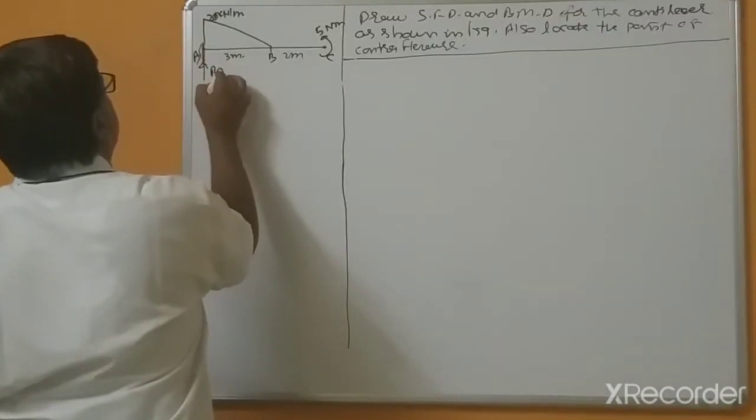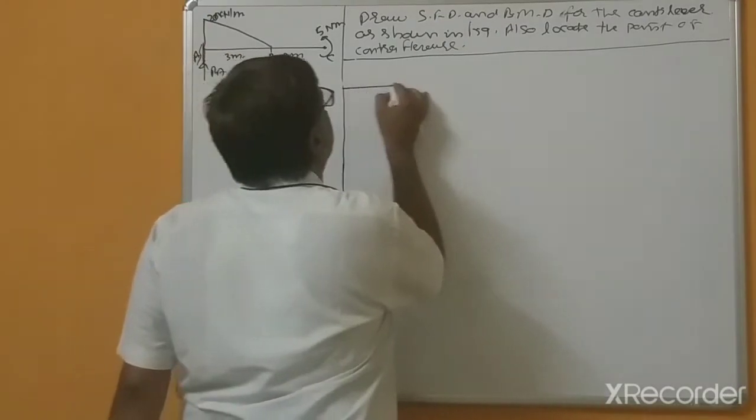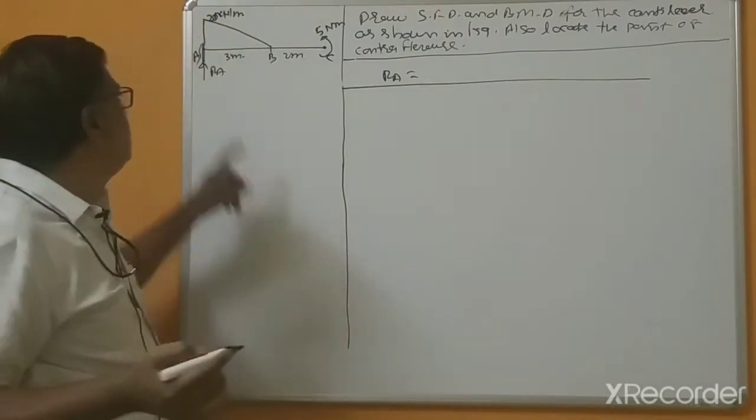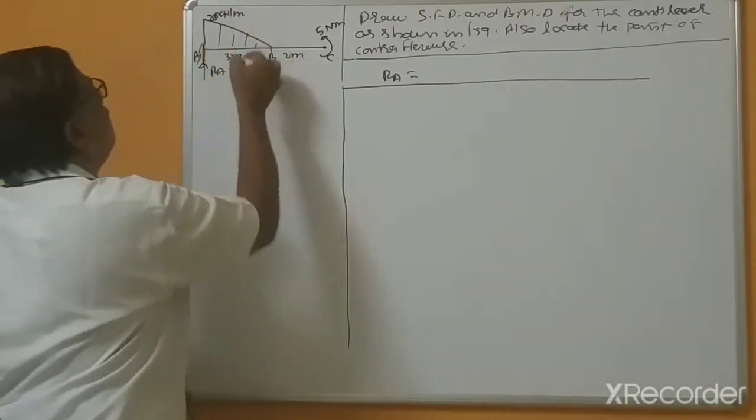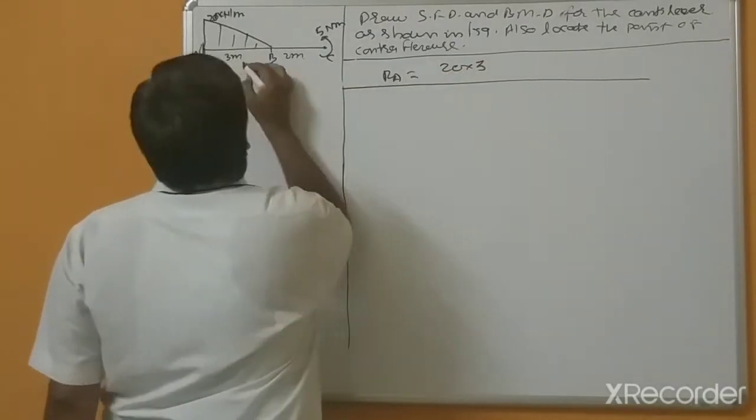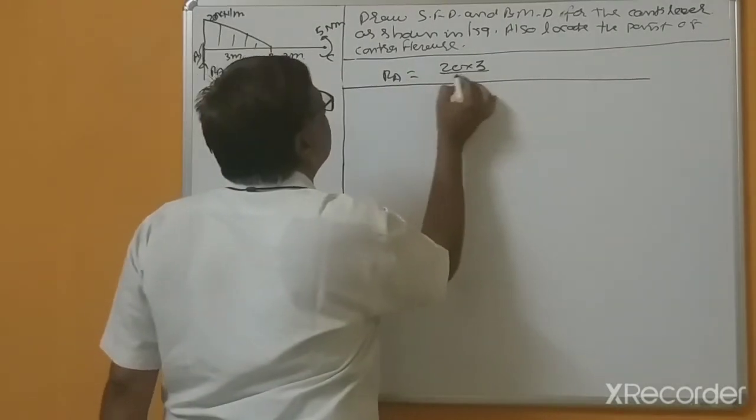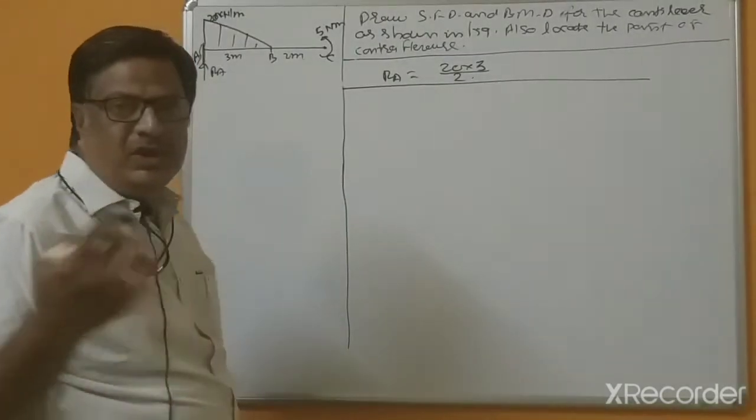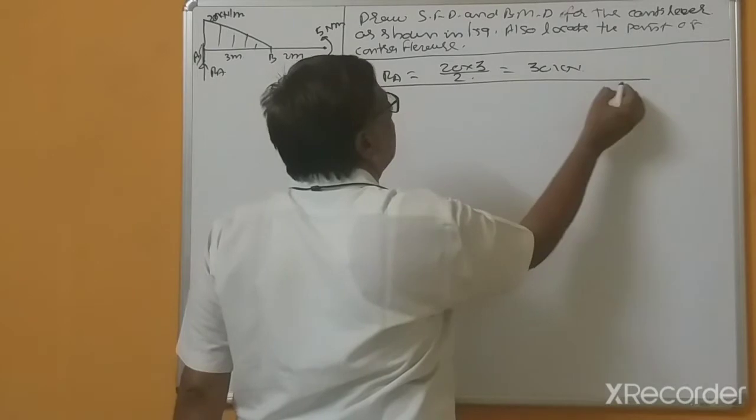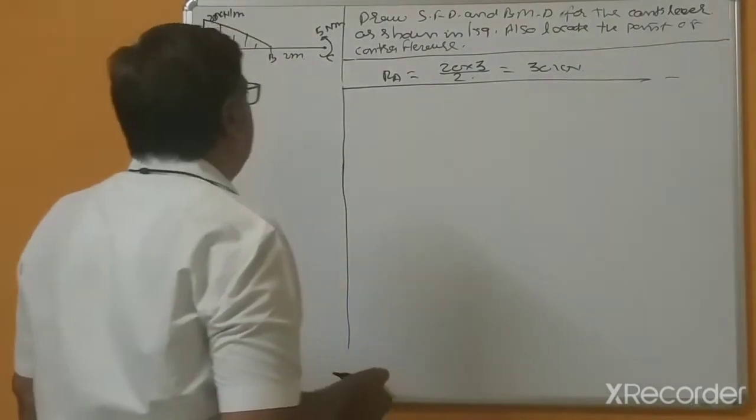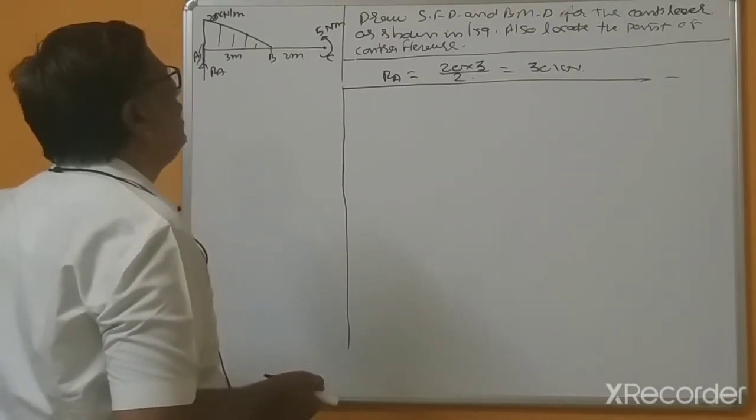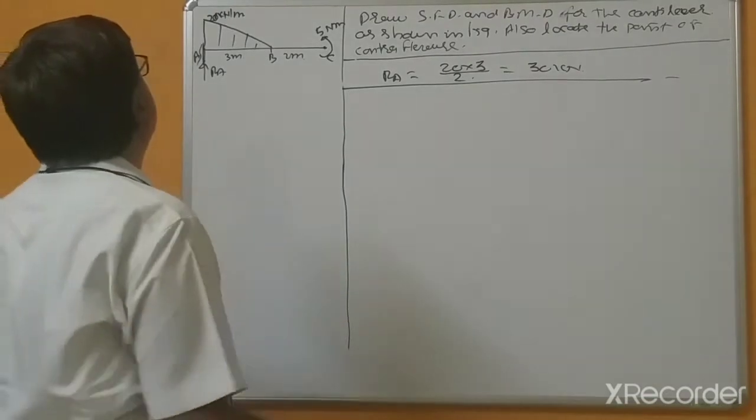So this is reaction RA. RA is equal to, so only this uniformly decreasing load acts. So 20 into 3, this distance, and this is a triangular type of load, that's why divided by 2. There is no concentrated load. So this is equal to 30 kilonewton. This is clear. So RA equal to 30 kilonewton.